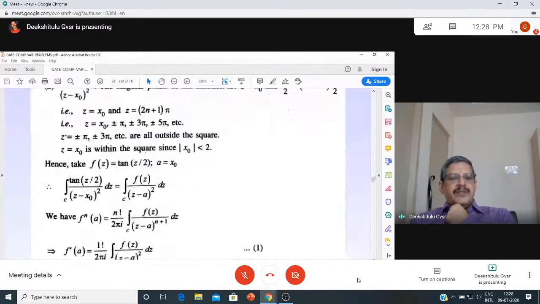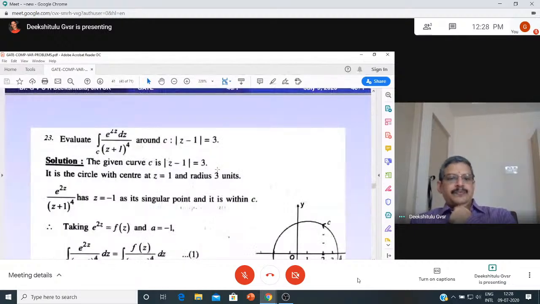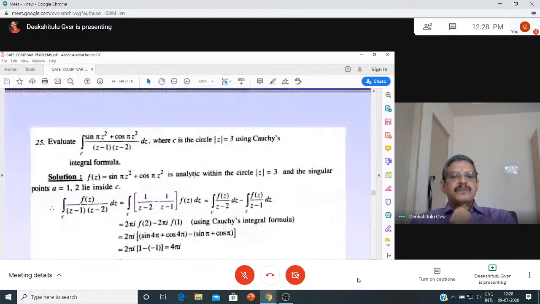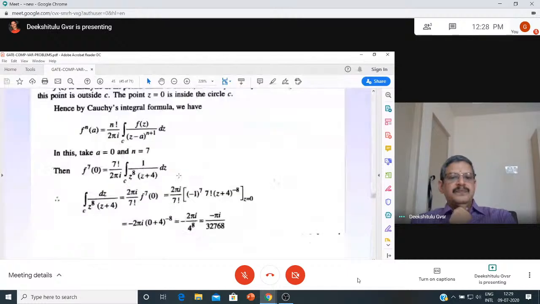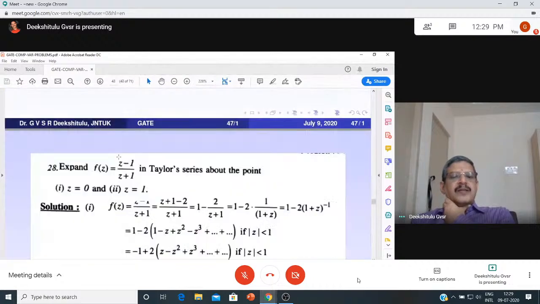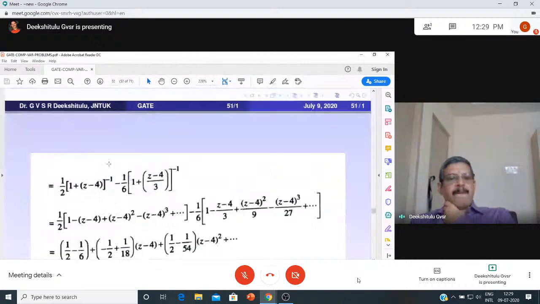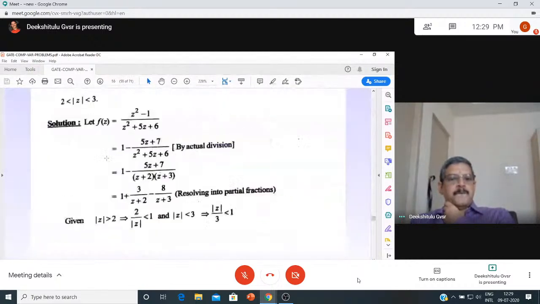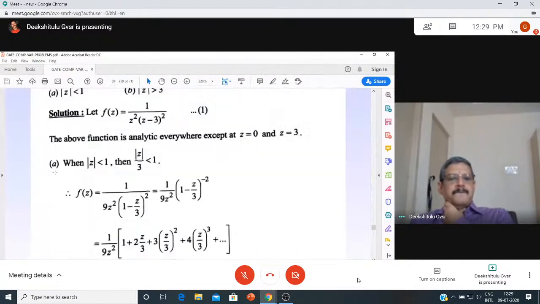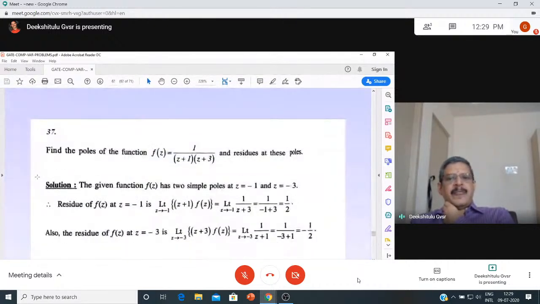Some more problems on Cauchy's integral formula you can do yourself. I'll shift to residue theorems now. There are problems on Laurent series, Taylor series, maybe Cauchy integral formula. The most important thing is that we have Cauchy residue theorems. There are problems on Laurent series, and you can leisurely go through all of them.